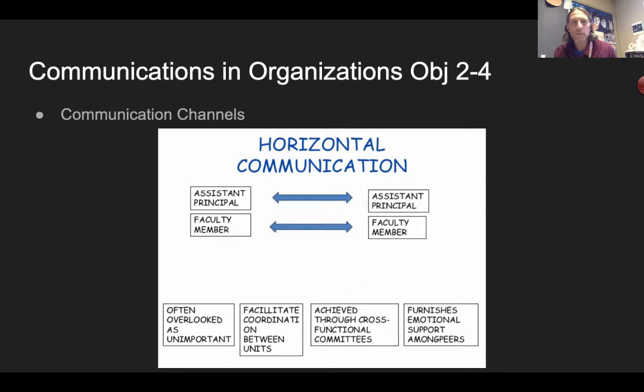You have horizontal communications, which goes across levels. So in this case, an assistant principal talking to another assistant principal is horizontal. Co-workers talking back and forth is horizontal.